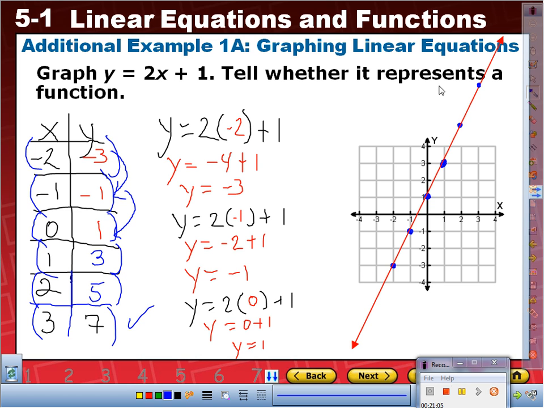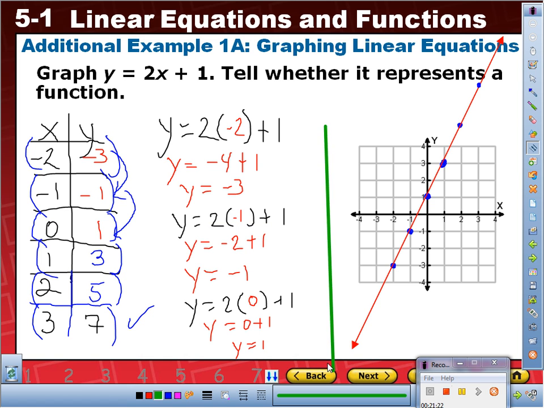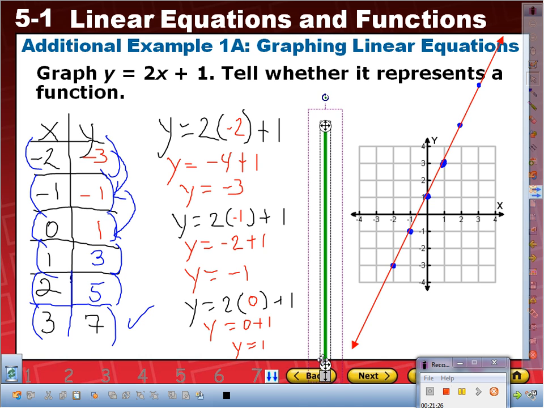Now they're asking us, tell whether it represents a function. So we're going to do the vertical line test. With your pencil, going up and down, vertical, right? Vertical, up and down, vertical. Okay, you're going to put your pencil like this. I'm going to scan it from left to right and see if it only touches at one point.